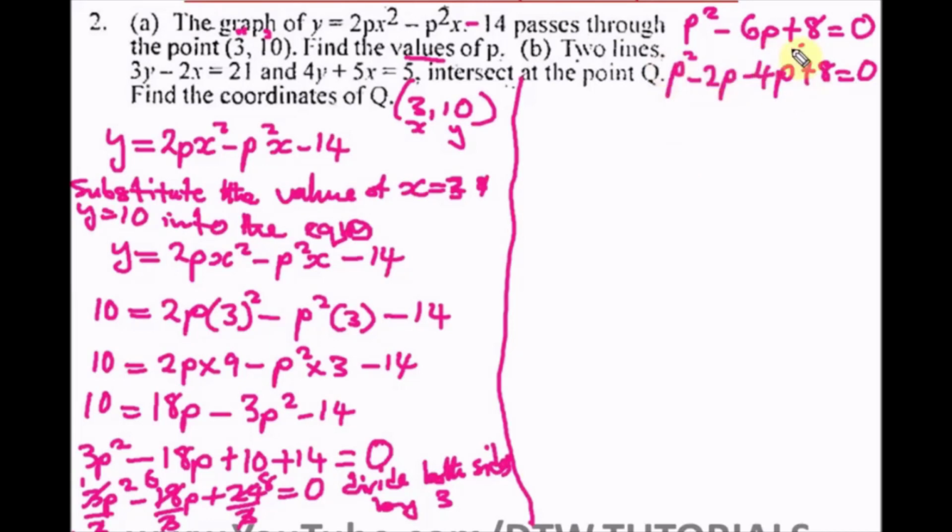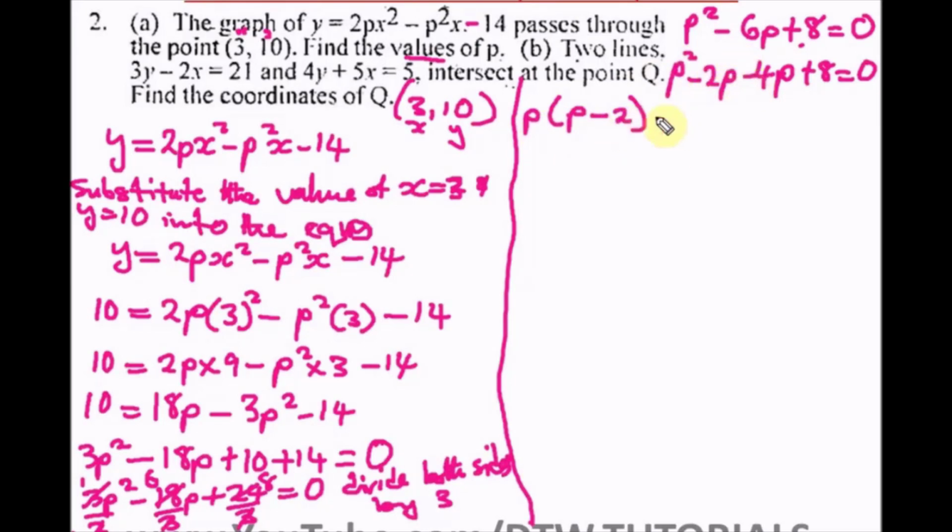From here now we have to factorize. What is common to p squared and 2p is p. So we bring out a p in a bracket, p will remain, then minus 2. You can see if you open the bracket and multiply, p times p is p squared, and p times minus 2 is minus 2p.